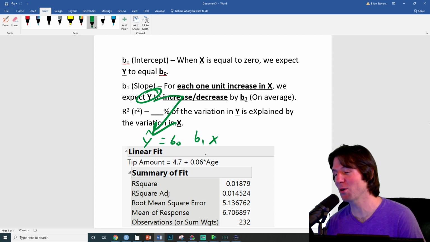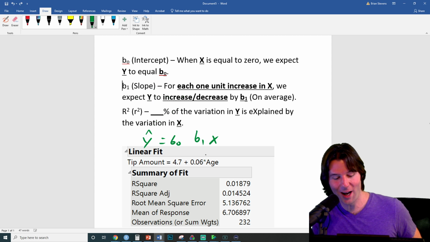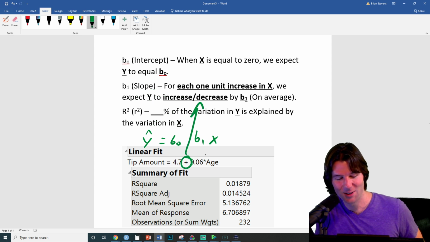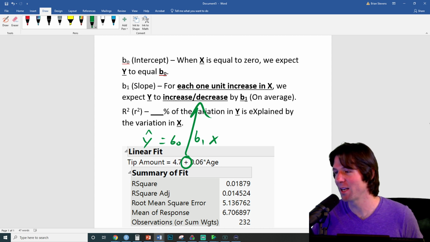Oh, wait, no, Devin, you're so close. It wouldn't be increase, decrease. You need to select one of those. Why is it going to be increase? Don't worry. This is a tough question. Wait. Here we go. I think Dustin got it. For each 1 unit increase in age, we expect predicted tip amount to increase by 0.06.